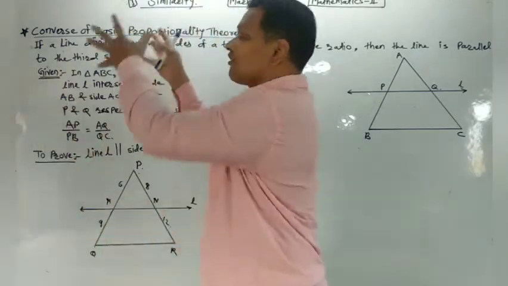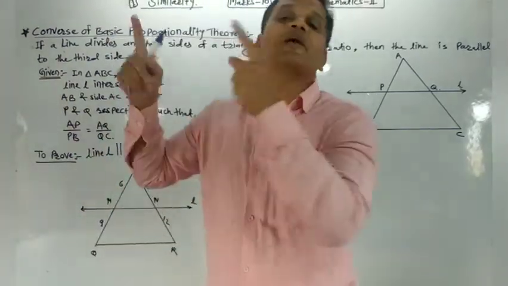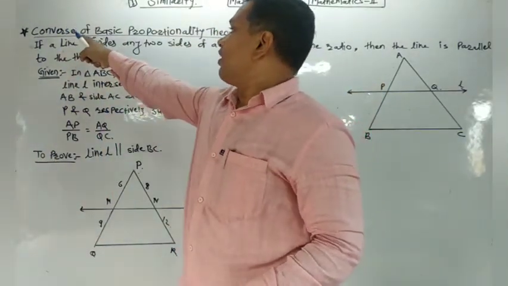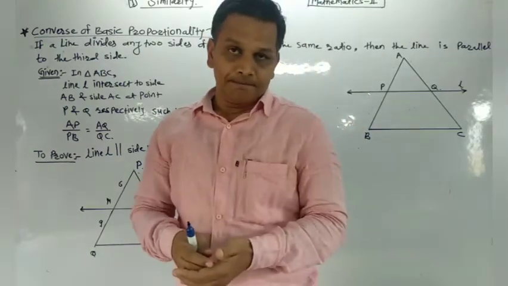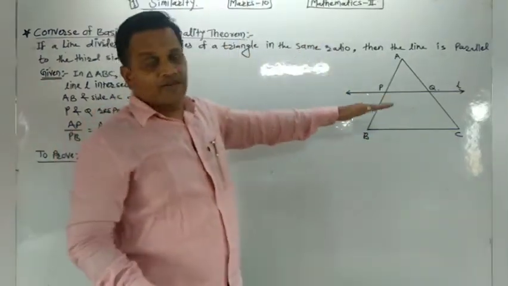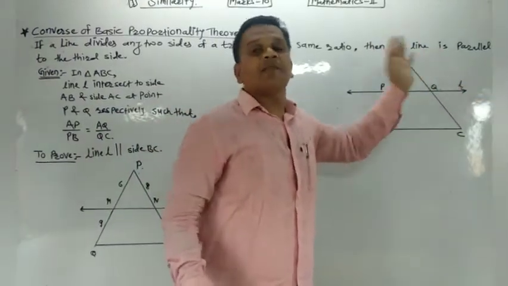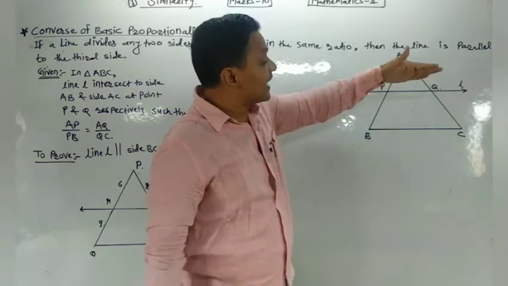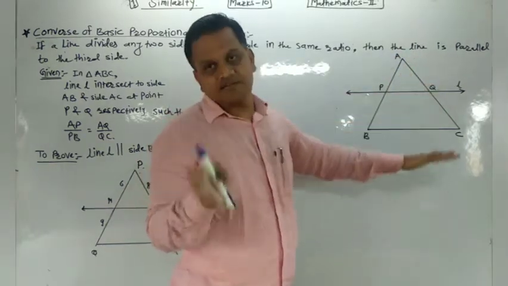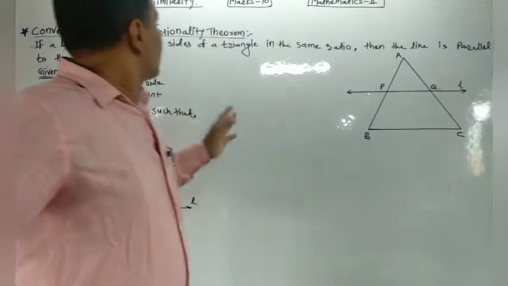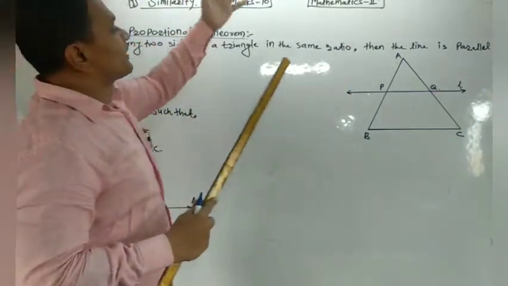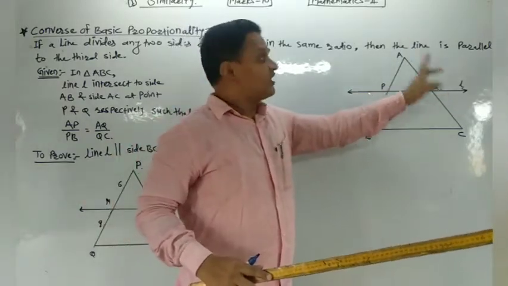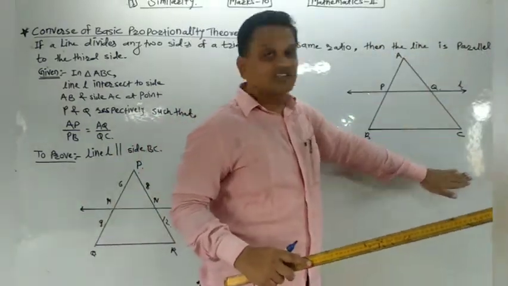Then what is there in the converse of BPT? If ratios are equal, then the line is parallel. This is known as the converse of BPT. In the converse of the basic proportionality theorem, if a line divides any two sides of a triangle in the same ratio, or in equal ratio or in proportion, then that line is parallel to its third side. If a line divides any two sides of a triangle in the same ratio, then the line is parallel to the third side.